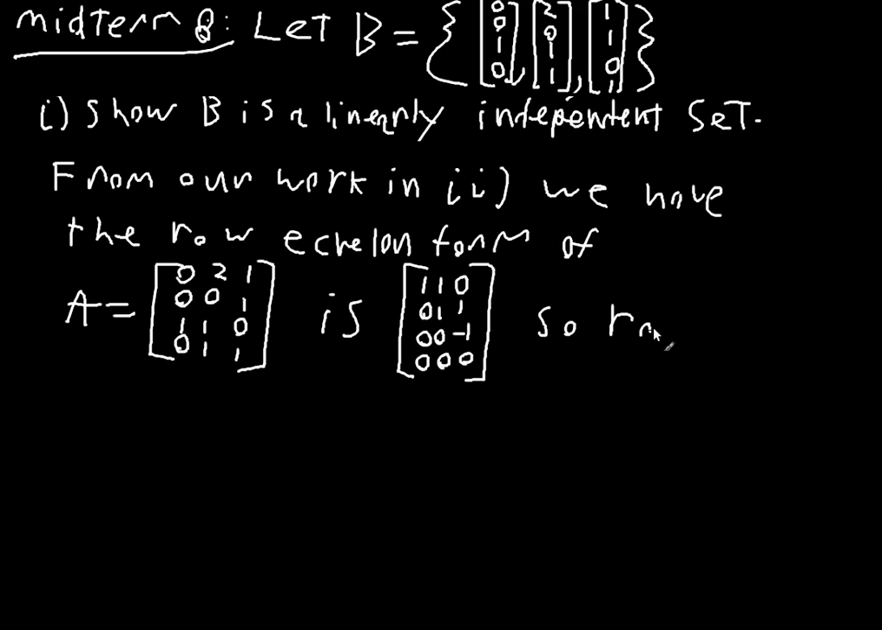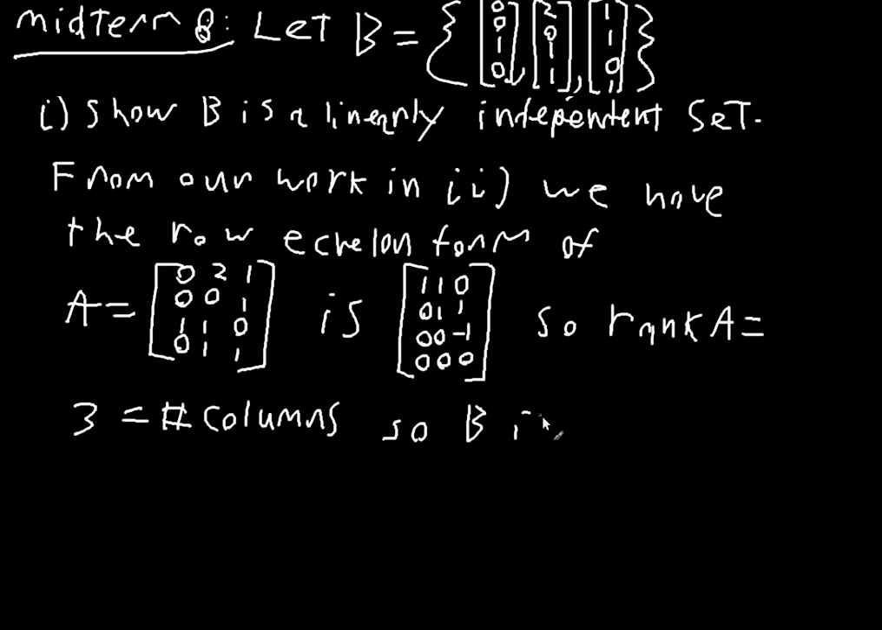So the rank of A is equal to 3, which equals the number of columns of A, or the number of vectors in B, so B is linearly independent. So we've answered both 1 and 2. Let's quickly go over to part 3 and provide an explanation.